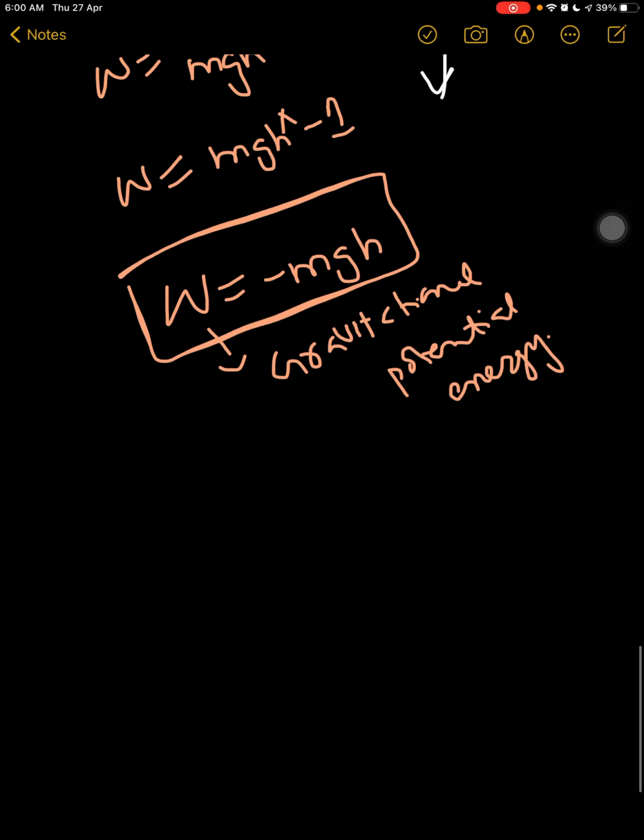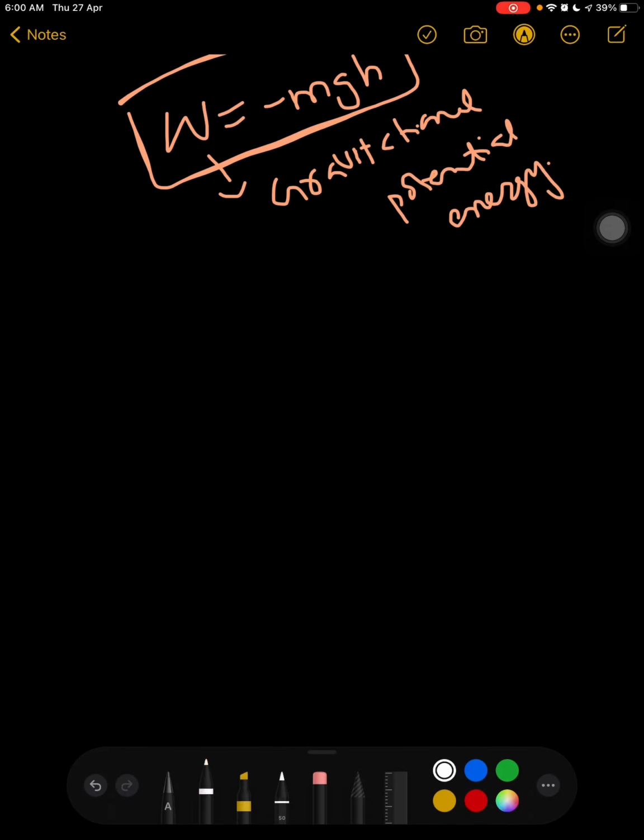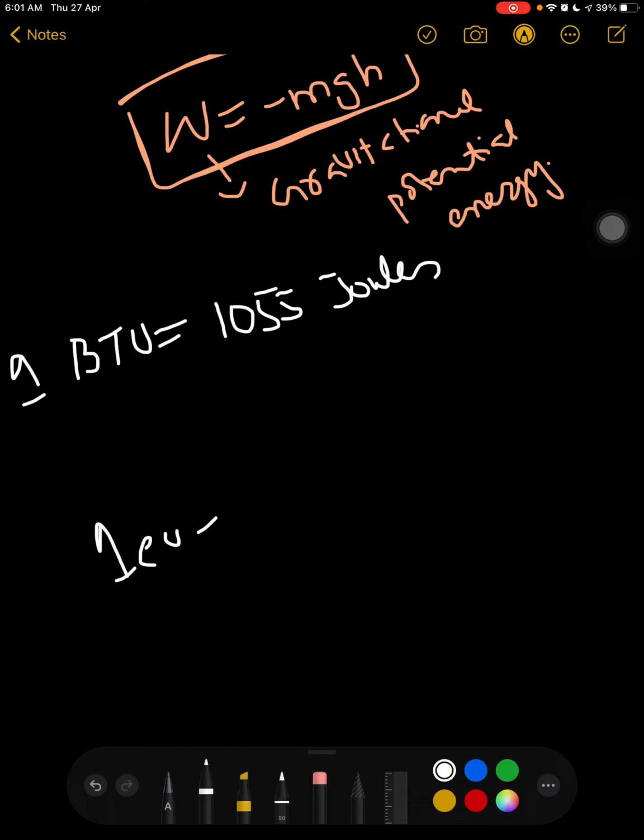Now let's talk about some units of this work, right? First unit we have is joule, which we have discussed as well. There's another unit, which is BTU, basically the British thermal unit. 1 BTU is equal to 1055 joules, right? We have another unit which is known as electron volt. 1 eV is equal to 1.67 times 10 to the power minus 19 joules, right?